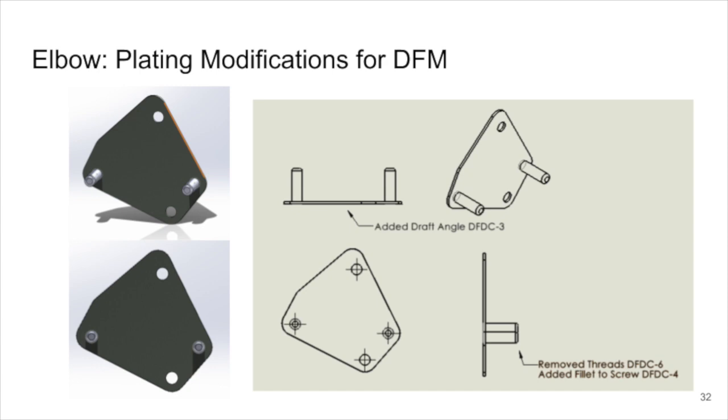The first modification was to reduce the number of pulls performed during the die cast, which was guideline DFDC6. This means that we won't have the threads from the die cast and they will have to be machined on later. But this was deemed a worthy trade-off. Next, fillets were added to the screws in order to reduce sharp edges, which was guideline DFDC4. Finally, a drafting angle of 5 degrees was added, which was guideline DFDC3.